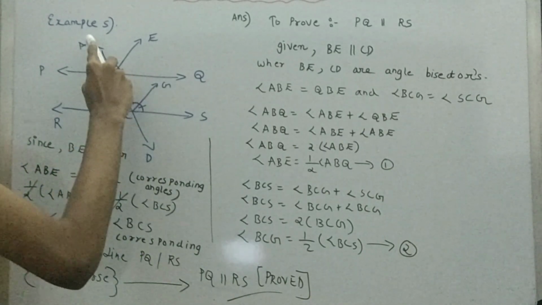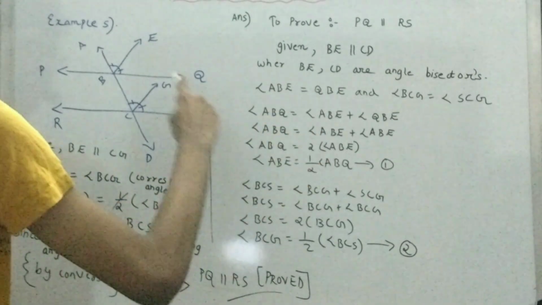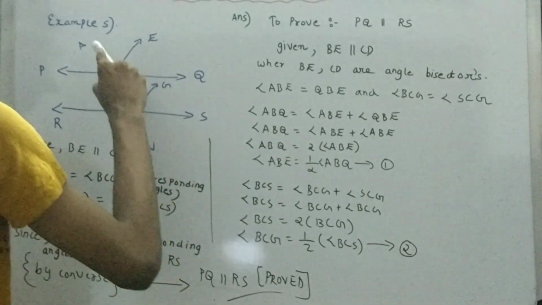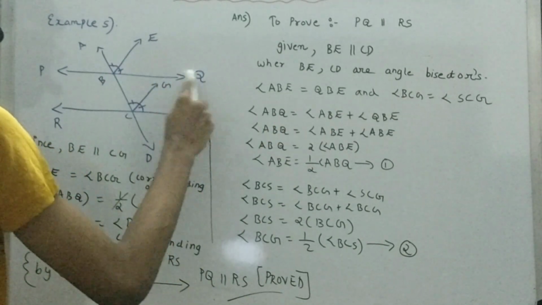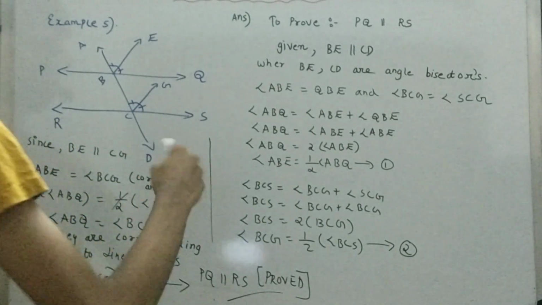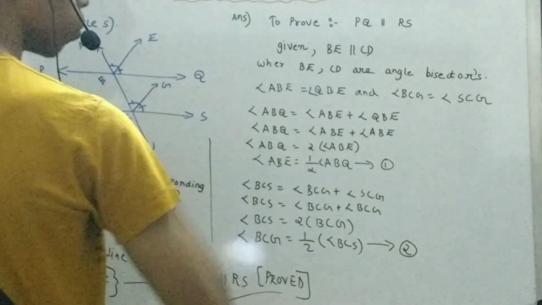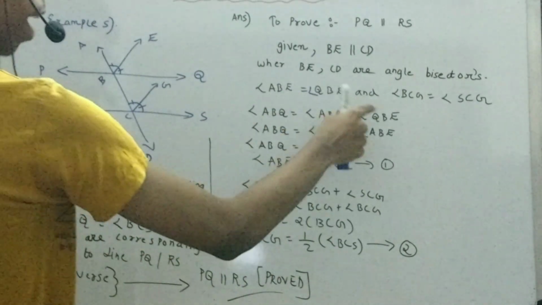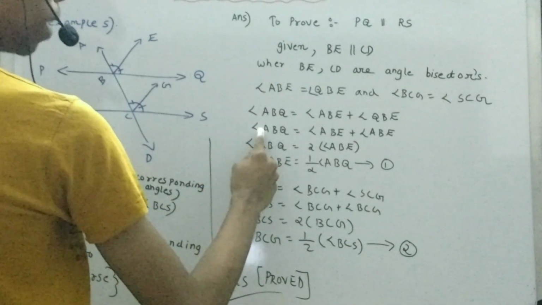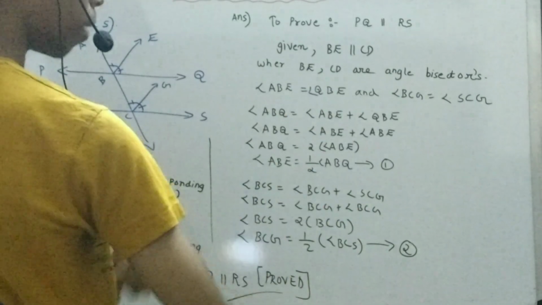Now here I am taking this full angle ABQ. By the adjacent angle theorem, this angle ABQ can be split and written as angle ABE plus angle QBE. Isn't it? Yes. Now we said that angle ABE is equal to angle QBE. So from here, I am substituting this QBE with this angle ABE. So angle ABQ is equal to angle ABE plus angle ABE, because both of them are equal.